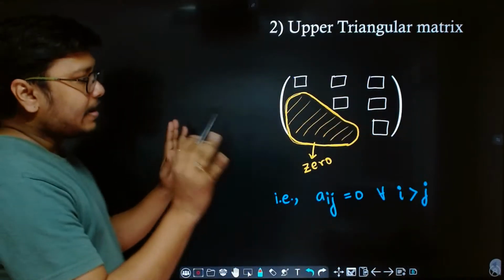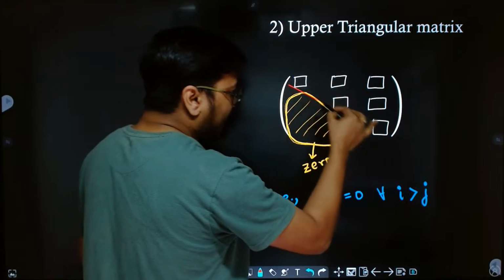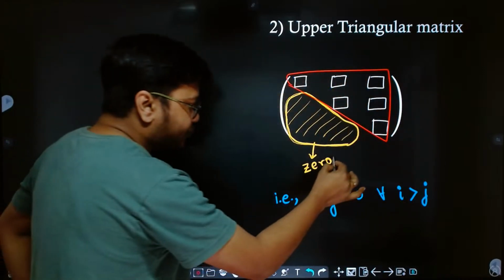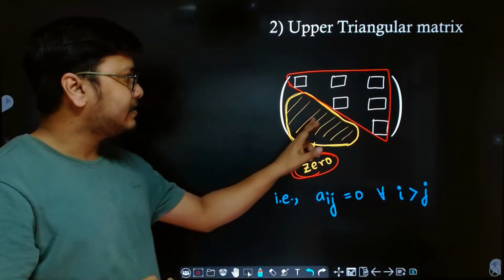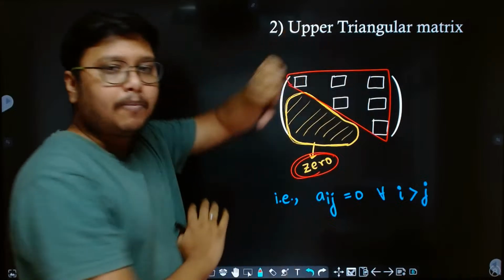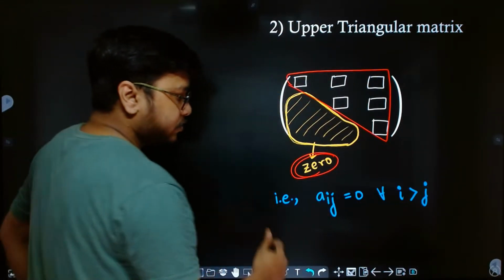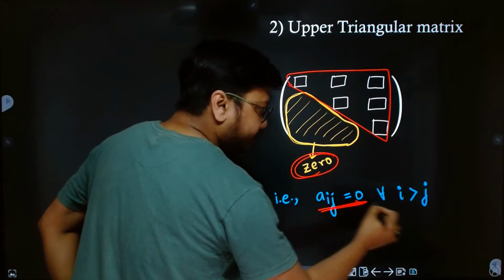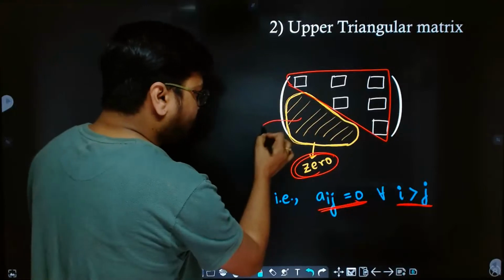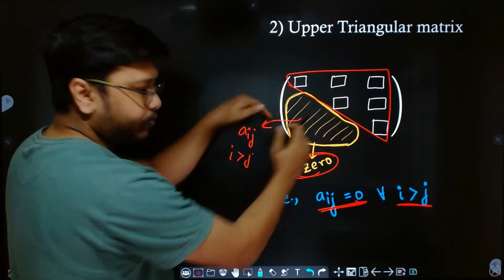Then an upper triangular matrix is, if the portion below the diagonal is strictly 0, then we say that this is an upper triangular matrix. Because we have an upper triangle and the below part is 0. So if the things below the diagonal are 0, that is an upper triangular matrix. The criterion is all such elements are 0 where the index i is greater than j. You can see in this portion, your index i is always greater than j.